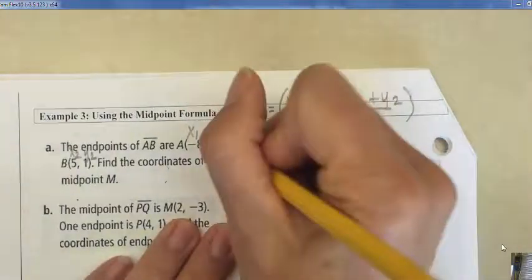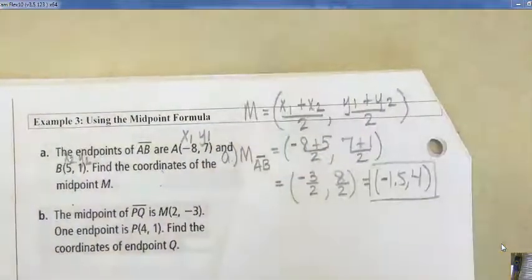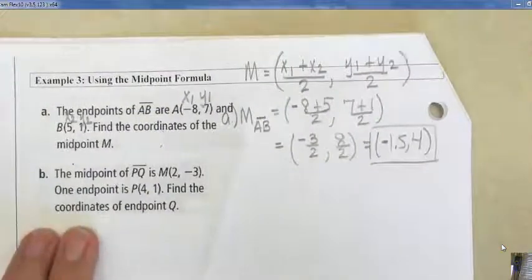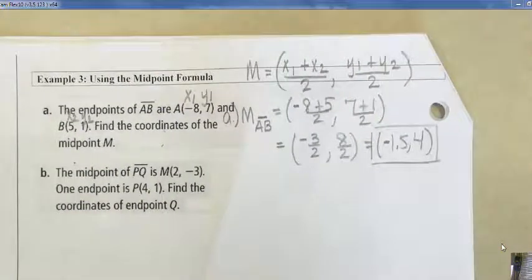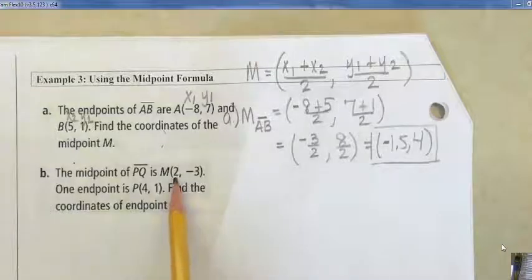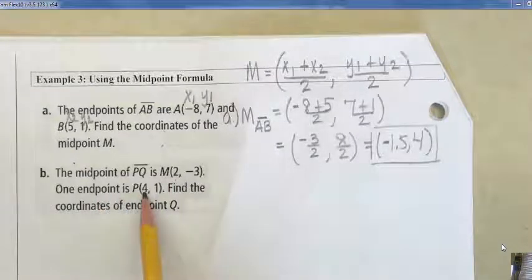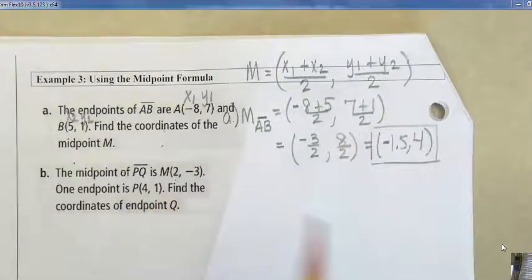All right, so that was A. Now let's do B. The midpoint of segment PQ is this. One endpoint is this, is P. Find the coordinates of the other endpoint. So this is a little bit more tricky. You kind of have to do these individually.